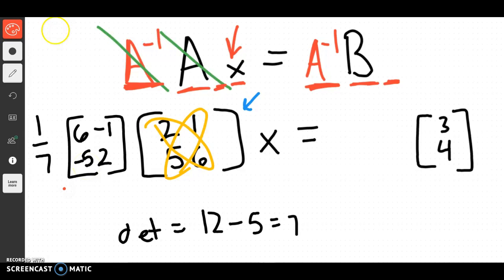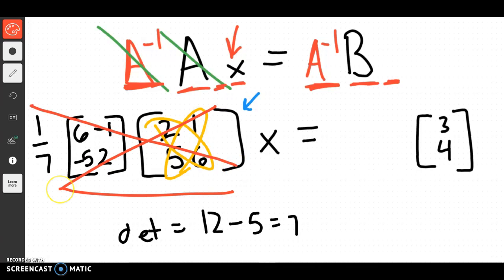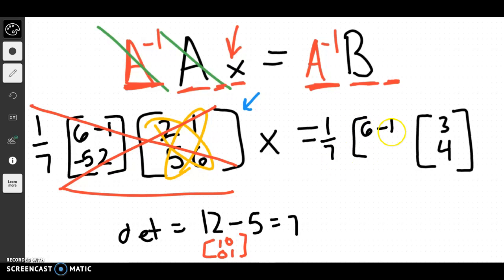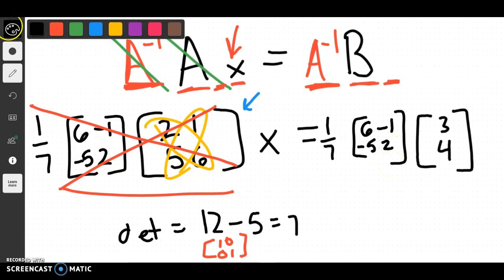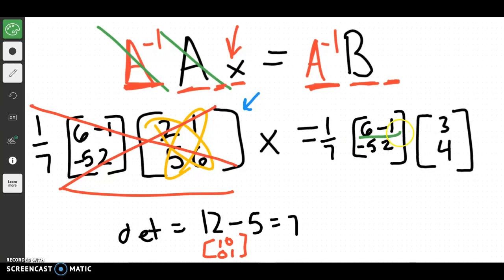Now, when we take these two things and times them, which I'm not going to do because it will take too much time, they will cancel. And what we mean by cancel is we will get the identity matrix, which is the matrix 1, 0, 0, 1. So those things will cancel. Now we just have to times our inverse on the other side. So we'll have 1 over 7, 6, -1, -5, and 2. And we will just times these two matrices.